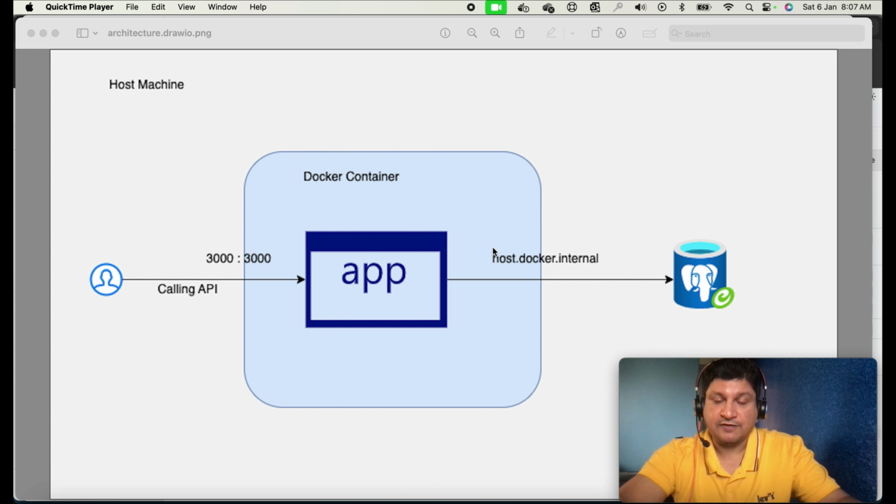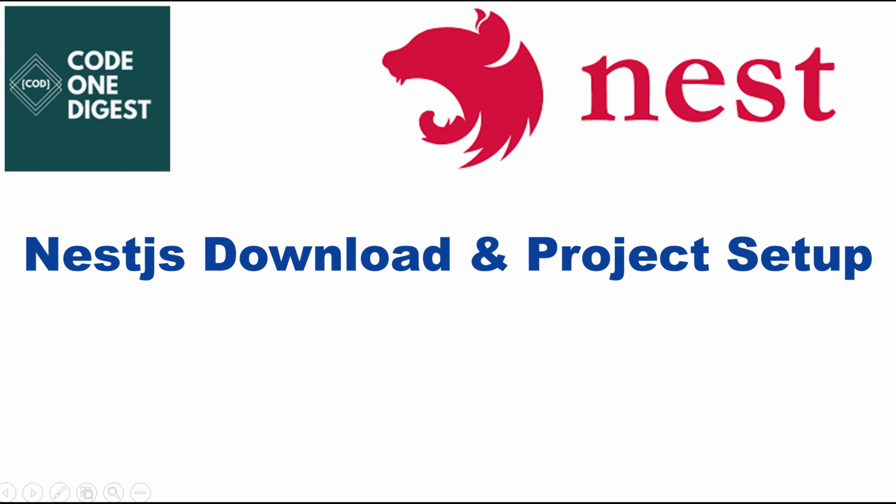Many people have asked me how to connect an application running in a Docker container to a database running in a host machine. So in this tutorial, I'll explain how you do it. We'll also explain the different network modes of Docker container, how it works, and what is the meaning of host.docker.internal. So we'll understand all this. Stay tuned and watch this tutorial till end. Okay, friends?